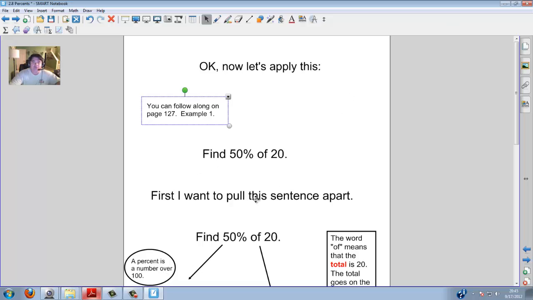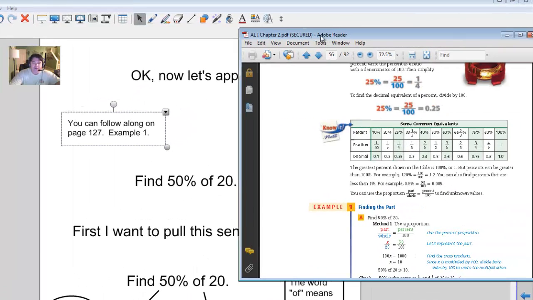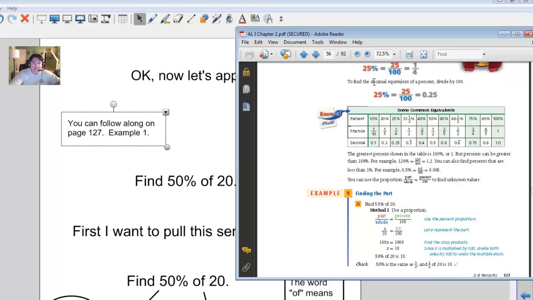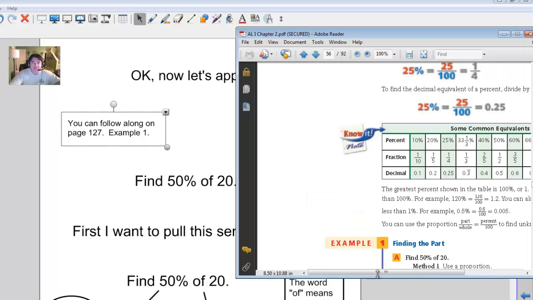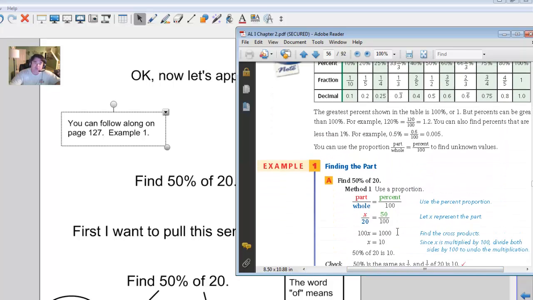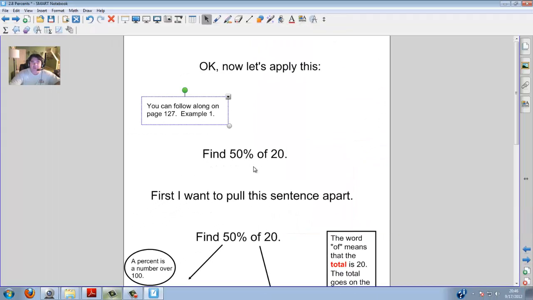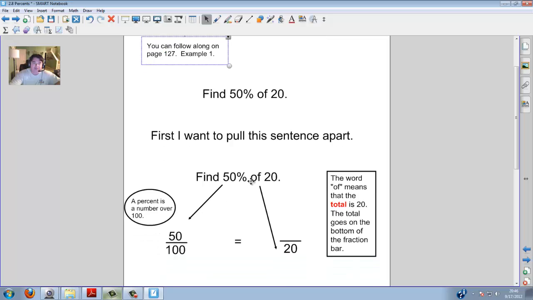Okay, anyway, 50% of 20, which is actually right here, if you notice, 50% of 20. Now the biggest thing to remember about 50% of 20 is first I want to pull the sentence apart. So find 50%. 50% means 50 out of 100. That's the percent part. Equals of 20. Now the word of means total. And total goes in the bottom.